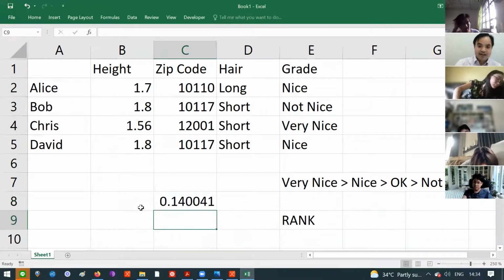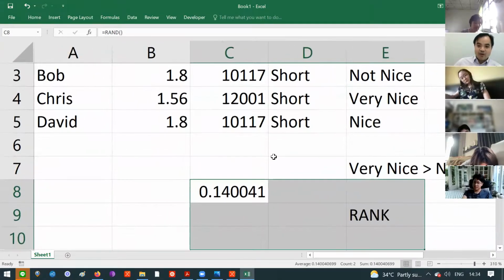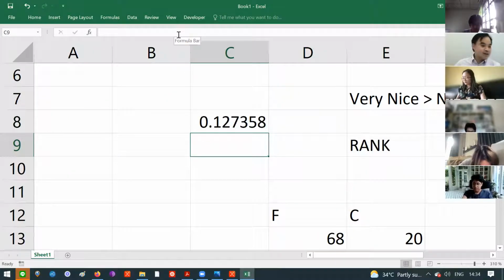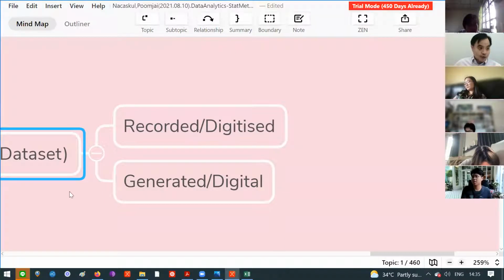Random number generator. I just generate a number, 14041. Let's generate it again. I get a different number, 127, whatever. Okay, this is a number generated by computer. You can also generate a number by a coin toss. A lottery uses ping pong balls. Have you seen that? They use ping pong balls to generate numbers. So that's generated data. You call that data as well.